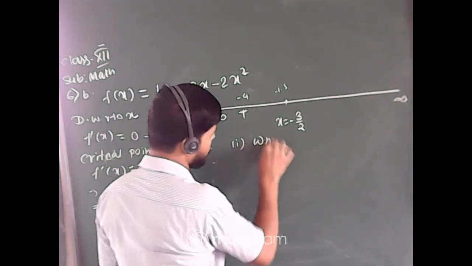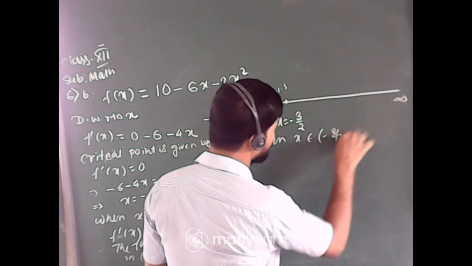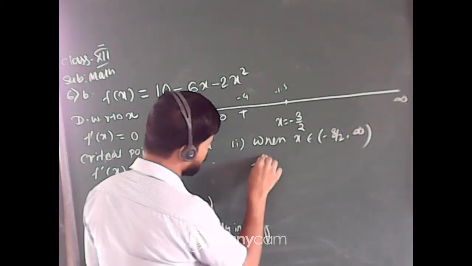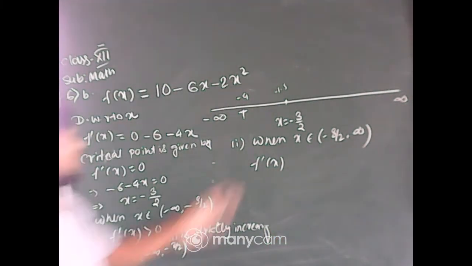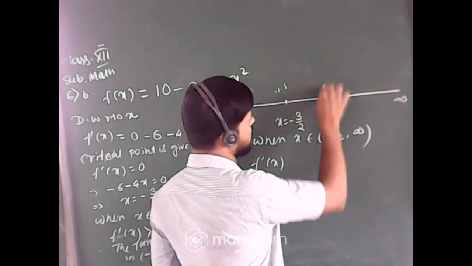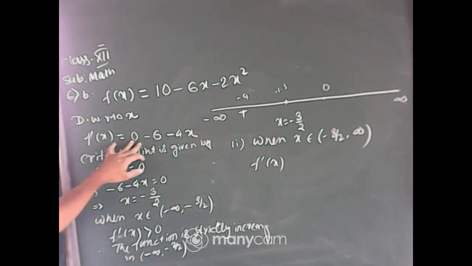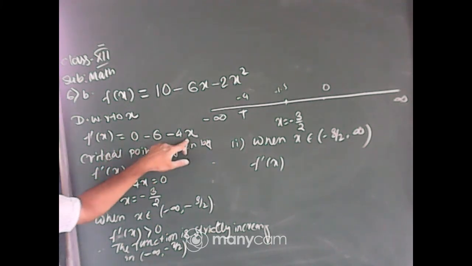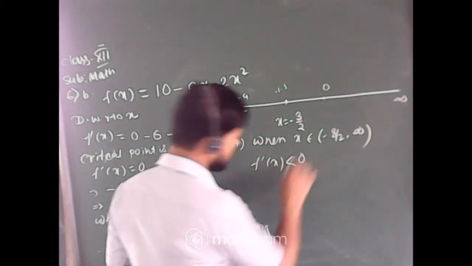when x belongs to minus 3 by 2 to infinity, in that case what will be the value of f'(x)? Okay, so you can choose any point lying between minus 3 by 2 to infinity. For simplicity let us take 0, a point 0, and now put x equal to 0 in f'(x) and find out the value of f'(x). So look, f'(x) will be minus 6 minus 4 into 0, so the result will be minus 6, that means less than 0.